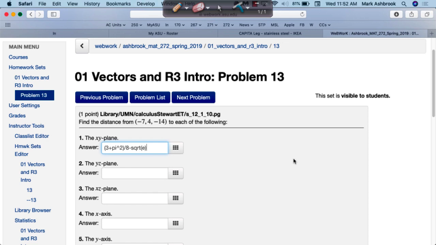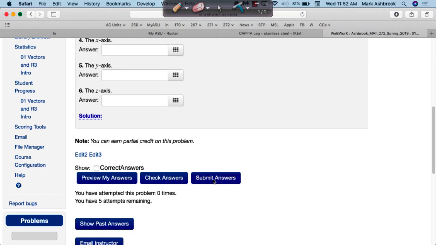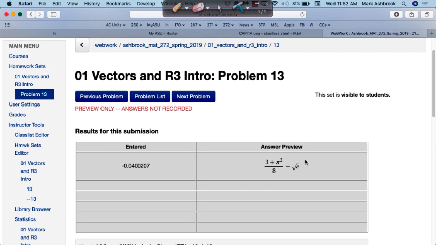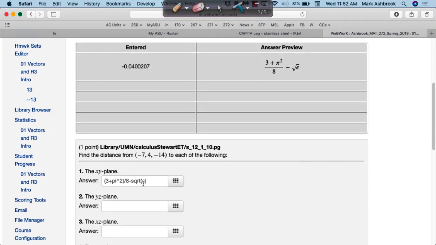There are a lot of advantages to this. The first thing is there's a preview answer. I give limited attempts because I want you to go slow and think about what you're doing. I don't want you to guess. The preview answer does not use an attempt, but gives you an image of what you've done. So it shows you an image of what you've put in, and you can make sure you put in what you wanted. I say, oh, no, that's not what I wanted. I wanted 8 minus radical e in the denominator. So I need to put parentheses here, like this.